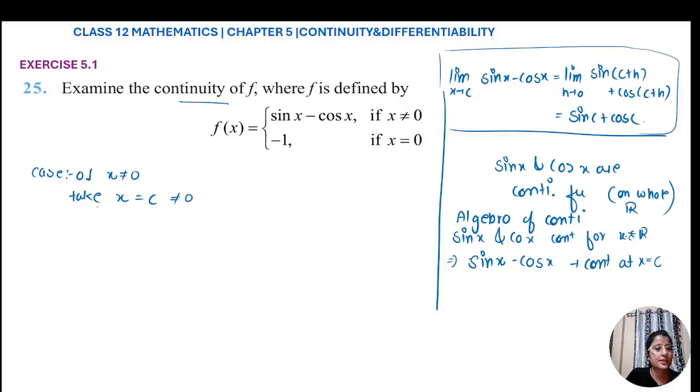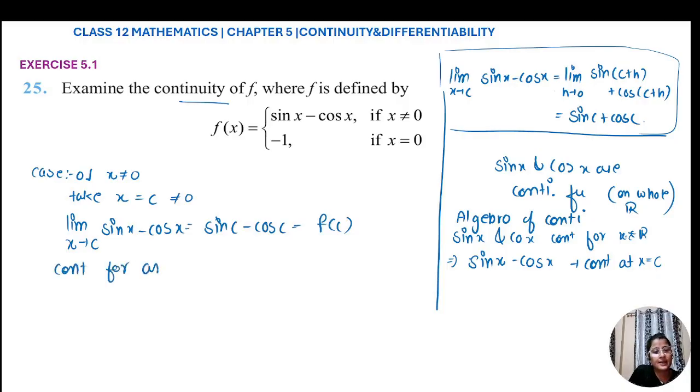For case one, we take x equal to c, and the function is continuous. I have already told you that sin x and cos x are continuous functions. So our function is defined for x not equal to 0, because sin x and cos x are defined for any real number. The function is defined and its limit value, the limit as x tends to c of sin x minus cos x, will be nothing but sin c minus cos c, which is our function value, f of c. Therefore, the function f is continuous for any x not equal to 0.